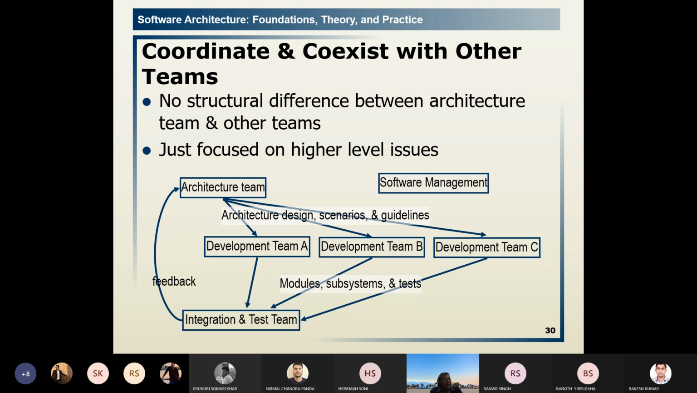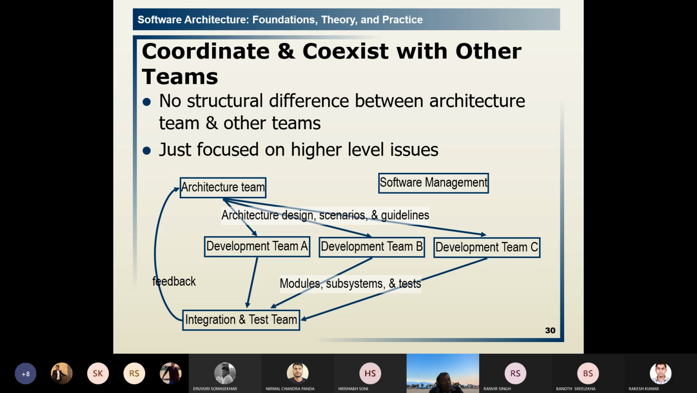They coordinate with all the team members. As I told, under one architect, there may be several teams: team A, team B, team C. So the architecture team coordinates with the different development teams and the integration and testing team. They coordinate among each other and coexist with them. They stay with them. They always supervise.